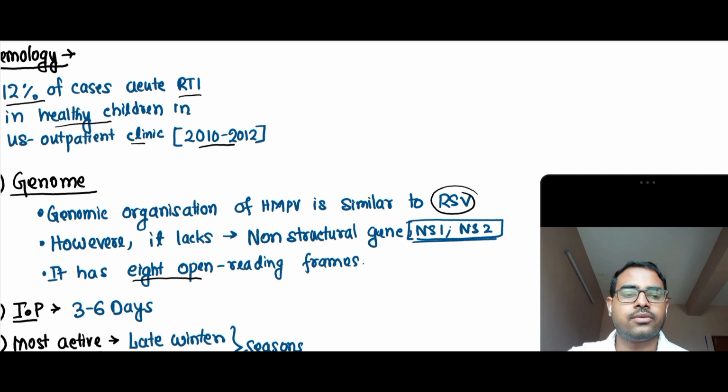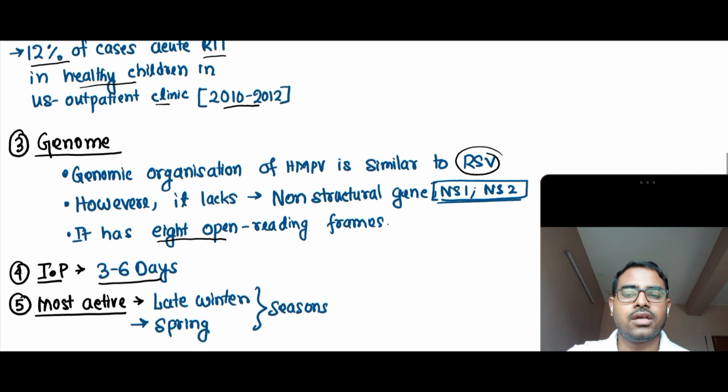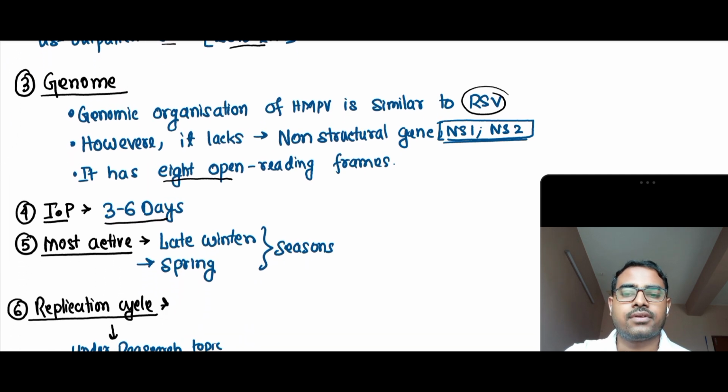Incubation period means the time period between when the virus infects our body and the production of disease. That is the incubation period, and it is 3 to 6 days. It is mostly active in late winter and the spring season. That's why it is spreading all over in winter.